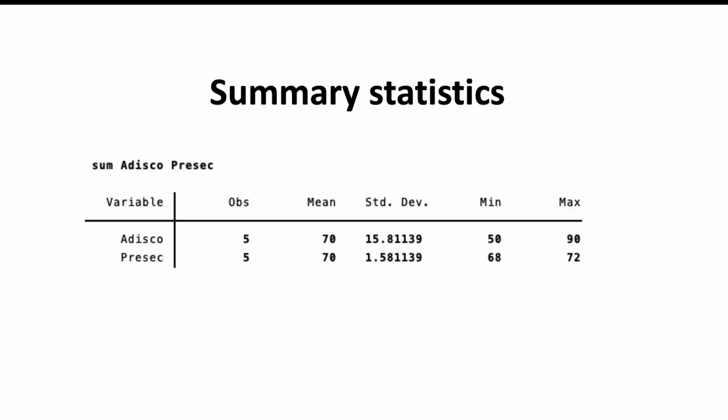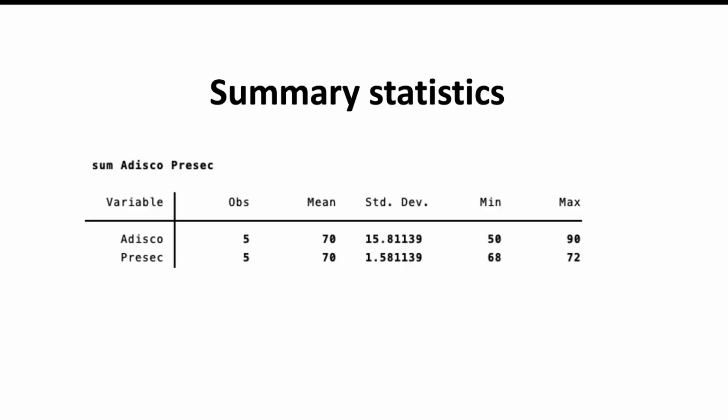So whereas we have the same mean for both ADISCO and PRESEC, which is 70-70, we do have different standard deviations for the two schools. So for ADISCO, we have a standard deviation of 15.8, whereas PRESEC has a standard deviation of 1.5. What this means is that although the average examination score is 70, for ADISCO, the data set are spread out and far away from the average score, which is the mean.